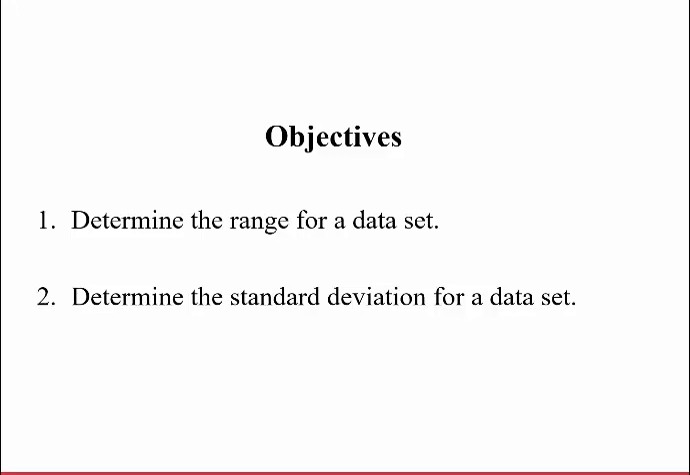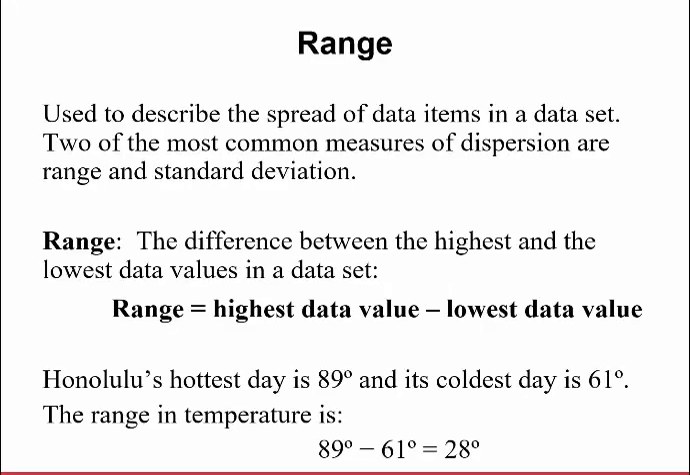To easily find the standard deviation. Okay, so first off, what is the range? The range is used to describe the spread of data items in a data set. The two most common measures of dispersion are the range and the standard deviation. The range is the difference between the highest and lowest data values in a data set. So you take the highest data value and subtract away the lowest. Let's pretend you have some data in Honolulu. Honolulu's hottest day is 89 degrees, and its coldest day is 61 degrees. So the range in the temperature is the highest value, 89, minus the lowest value, 61, so the range of data values is 28 degrees.